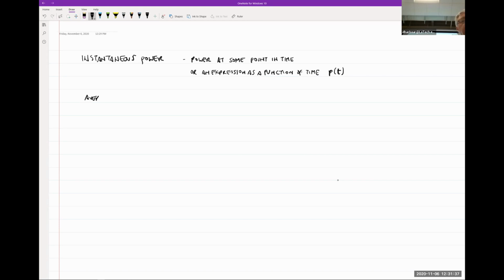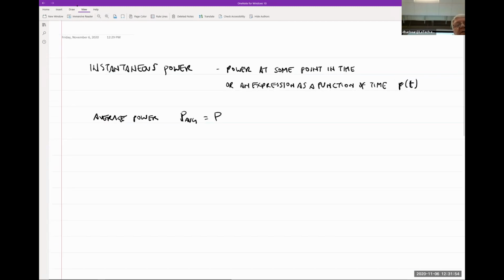Average power, on the other hand, doesn't involve time. So average power is just a number. We usually just write it as P sub AVG, or just P, really. We're going to get to next week saying that we're just going to use P to talk about average power. So it's just a number, some number of watts. Okay? So that'll be key.